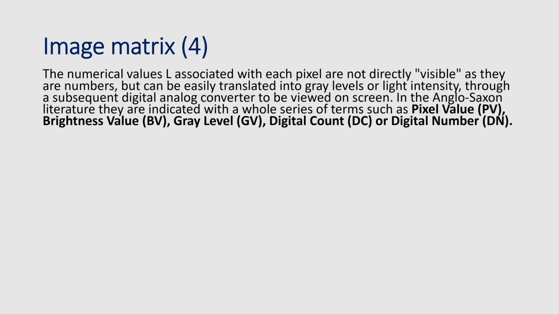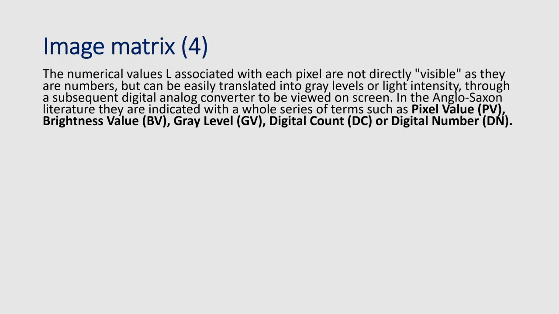The numerical values associated with each pixel are not directly visible as they are numbers, but can be easily translated into gray levels or light intensity through a subsequent digital-to-analog converter to be viewed on the screen. And this is the function of our screen, of our PC or of our TV.